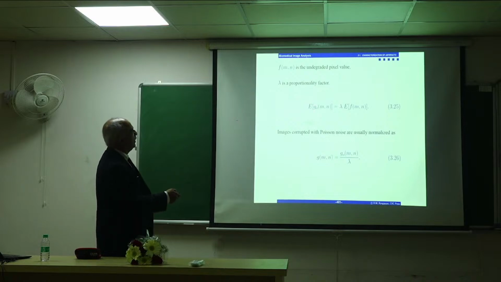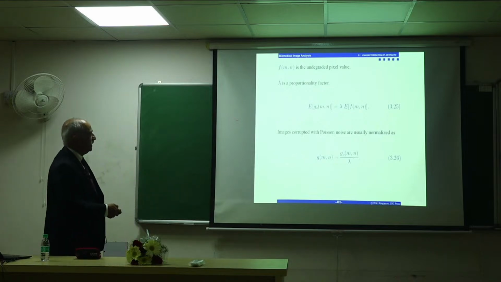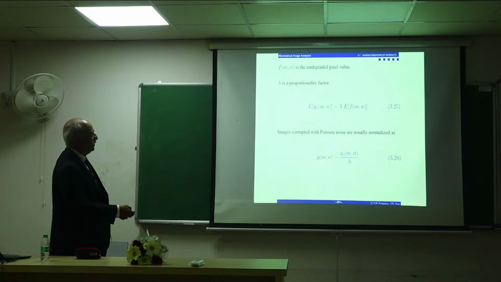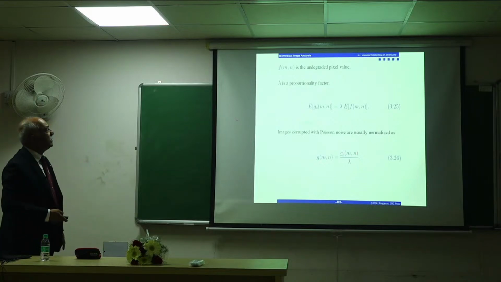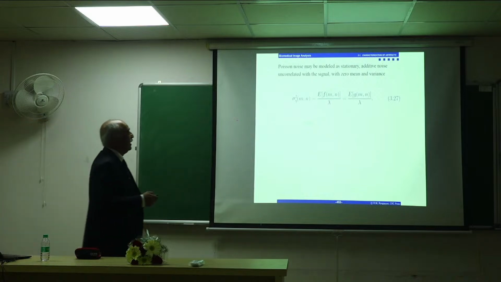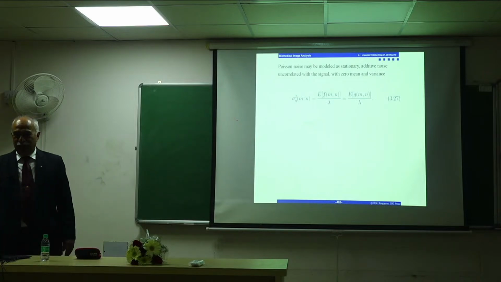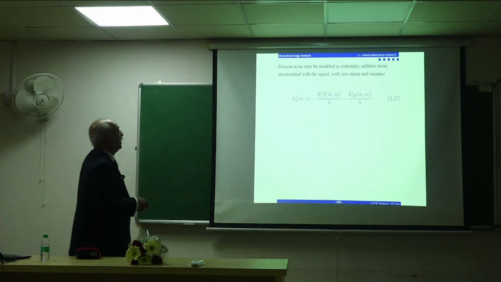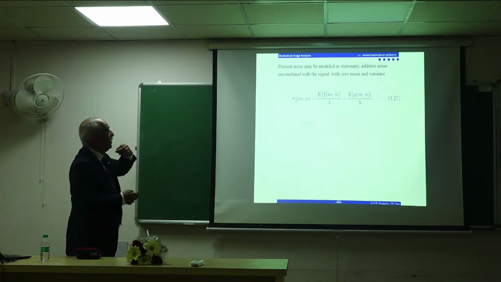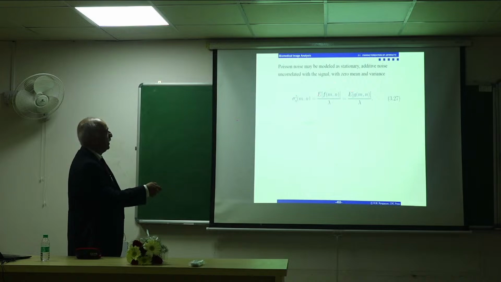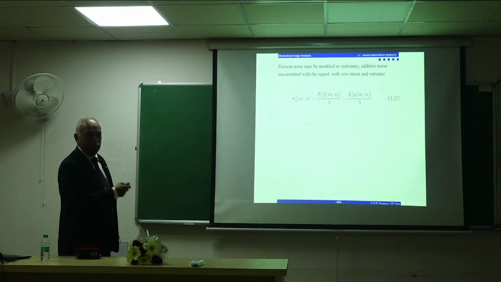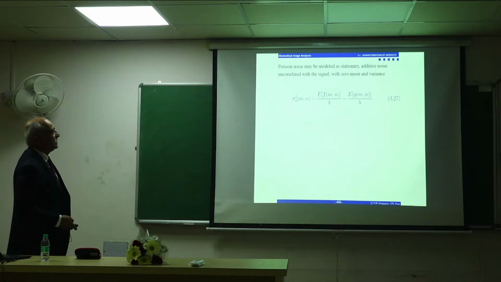So the expectation of g0(m,n) turns out to be lambda times the expectation of f(m,n). And normalization is done this way. g(m,n) is g0 over lambda. That facilitates some analysis. So with some normalization, you may convert signal-dependent noise to signal-independent noise, and then your further analysis is simplified a little bit. So Poisson noise may be modeled as stationary additive noise in this manner if you take sigma eta square to be the expectation of f(m,n) over lambda. This lambda factor facilitates that assumption.